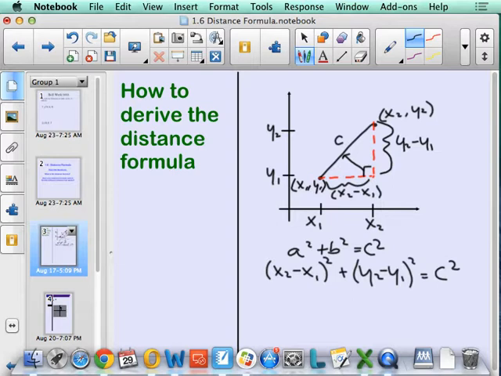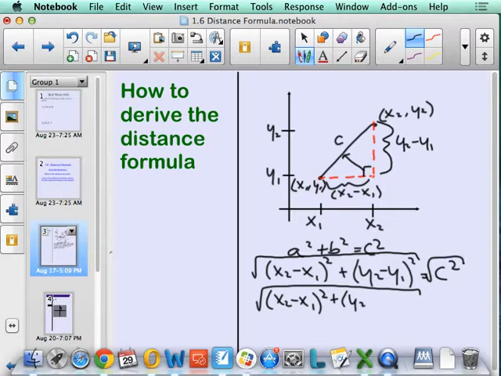Now, if we wanted to actually figure out what C was, to undo that square, we would take the square root of both sides. So what we get is that C, the length of C, is this big square root. Underneath, we get x2 minus x1 squared plus y2 minus y1 squared equals C. That gives you the distance of the length C. So what we've done is we've just found the distance formula.